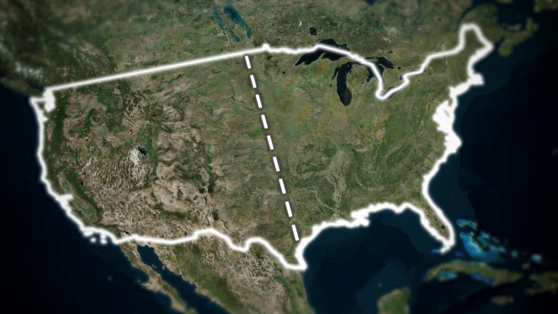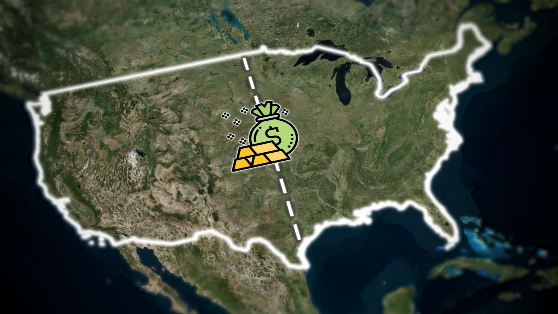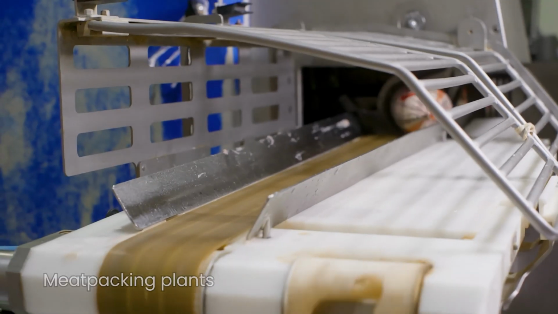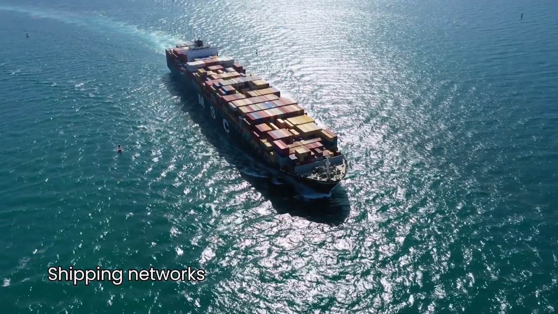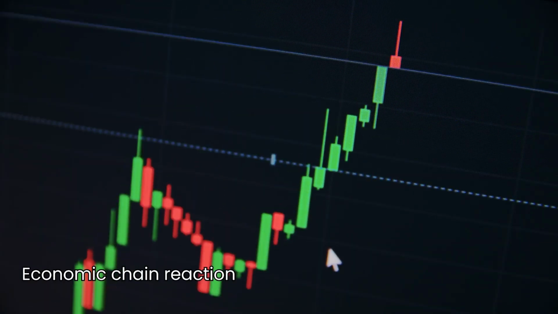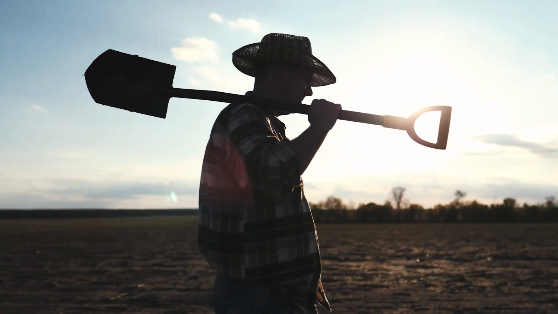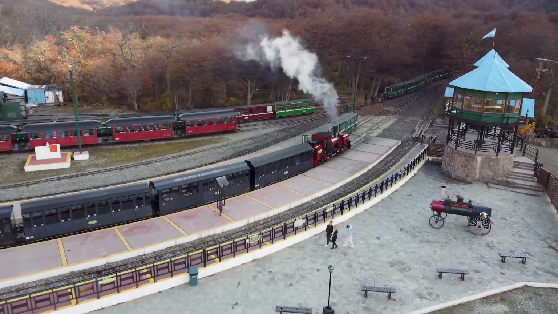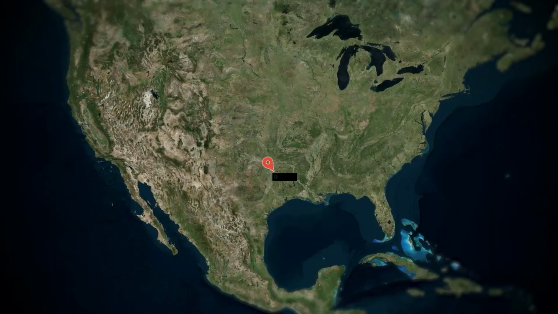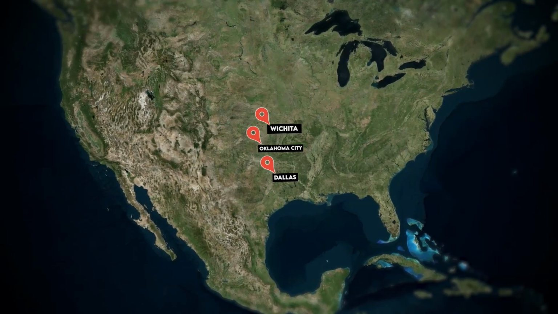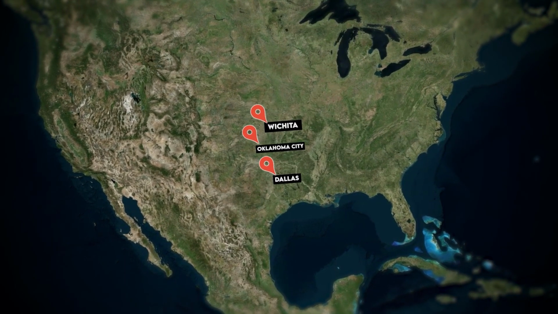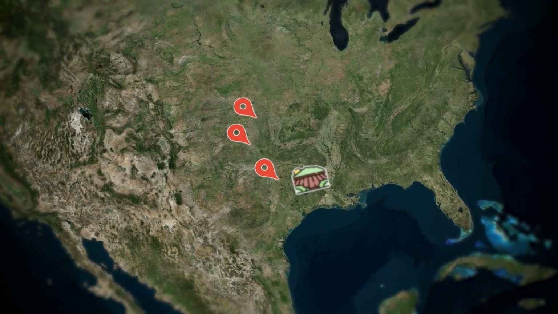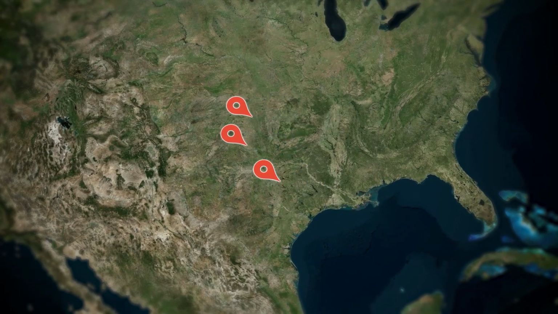But it wasn't just about the farms. The wealth generated by this agricultural boom rippled outward. Grain mills, meatpacking plants, and shipping networks expanded, creating an economic chain reaction. But farming wasn't the only thing shaped by this invisible boundary. Cities also emerged along the line, becoming hubs of transportation and industry. Dallas, Oklahoma City, and Wichita grew into major centers not because they were chosen at random, but because they sat at the last stretch of viable farmland before the land turned harsh and dry.